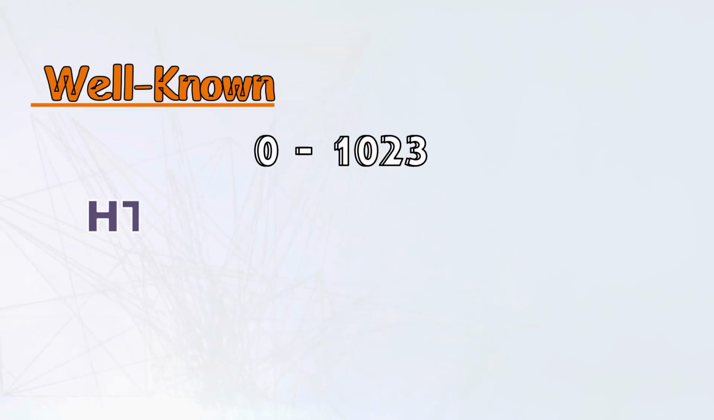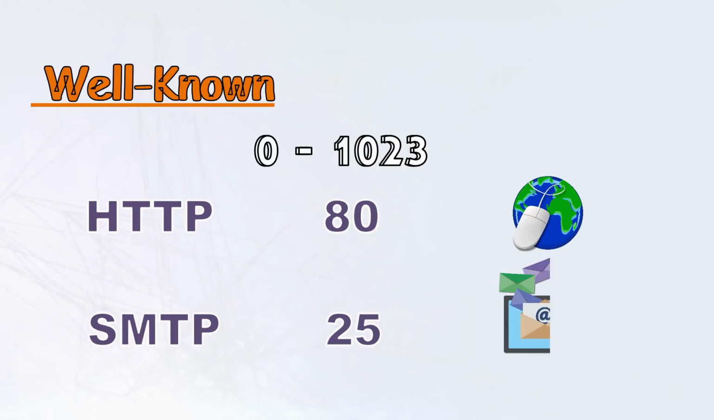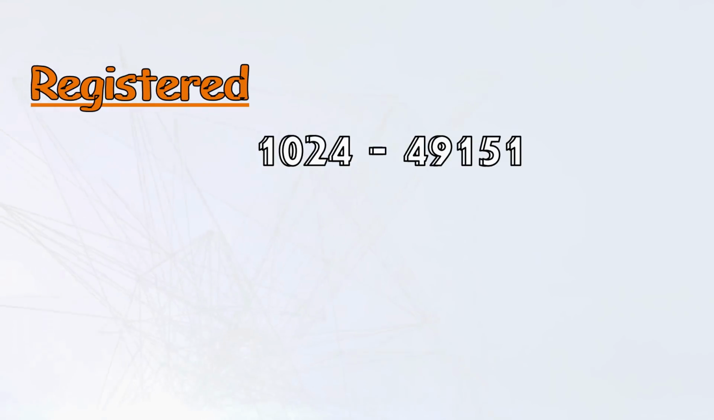Why? Well, because they are registered for well-known applications like HTTP, which is the protocol for the web and uses the value 80 as its port number, or SMTP, which is how emails are sent, and it uses 25 for its port number. Registered ports fall in the middle and were meant for less well-known applications.